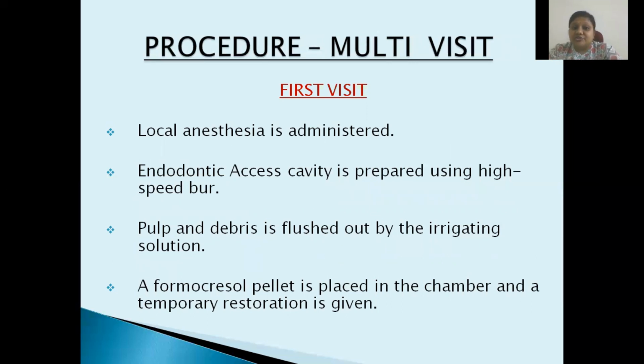Now we would like to study the multi-visit procedure. What do we do in the first visit? We need to administer local anesthesia. Then an endodontic access cavity is prepared using a high-speed burr. The pulp and the debris are flushed out by the irrigating solutions. The formocresol pellet is placed in the chamber and then a temporary restoration is given.